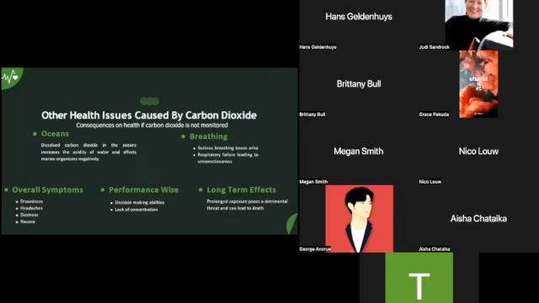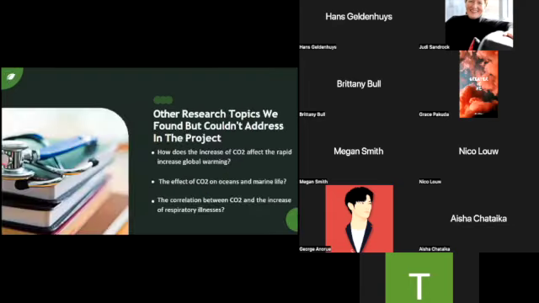contraction of muscles. So, our satellite can help with not only tackling issues related to pollen production, but also all the other issues related to carbon dioxide, some of which have already been mentioned. There were a few topics that we were not able to discuss because we had a strict outline we had to adhere to, but we listed those topics on the screen. How does the effect of carbon dioxide affect the rapid increase of global warming? What is the effect of carbon dioxide on oceans and marine life? And what is the correlation between carbon dioxide and the increase of respiratory illnesses?